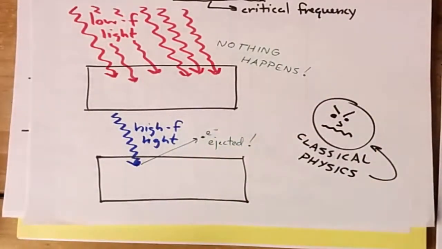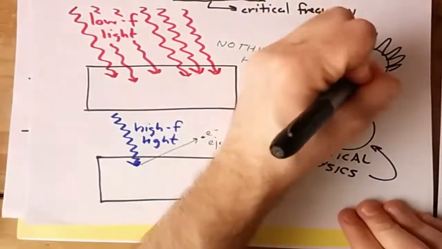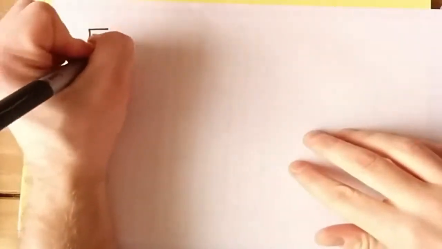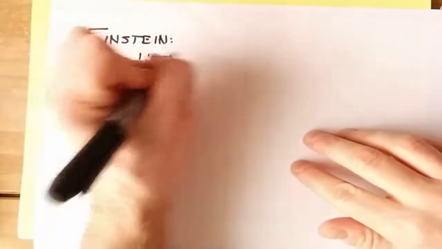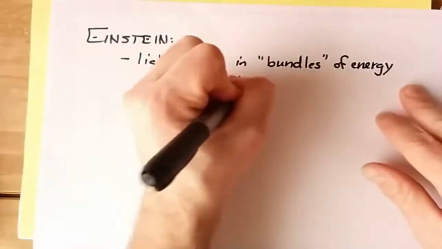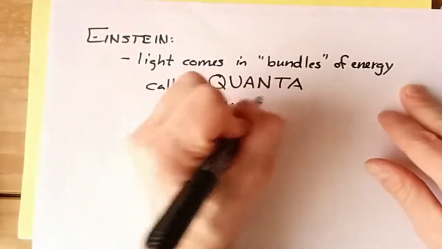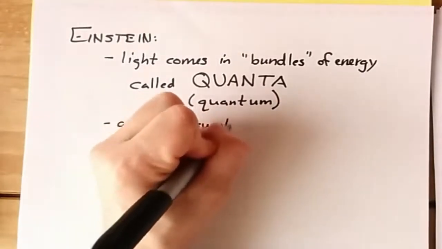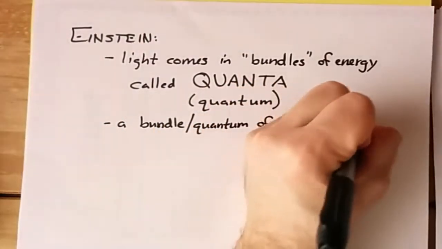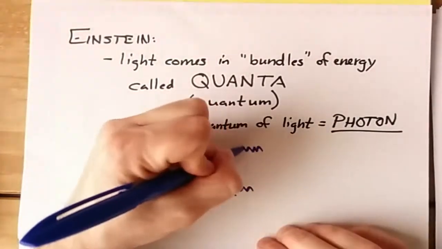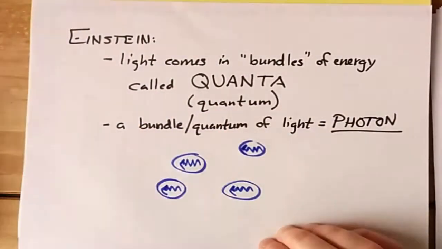So it took Albert Einstein to come along in 1905, and he said that he could explain this, but only if you think of light as coming in bundles of energy. And these bundles of energy are called quanta. One bundle of energy is called a quantum. And one bundle of energy for light is called a photon. So a photon is one of these little bundles, these quanta of energy for light.